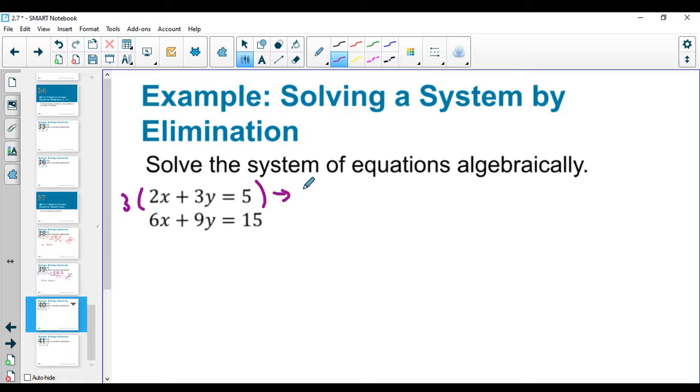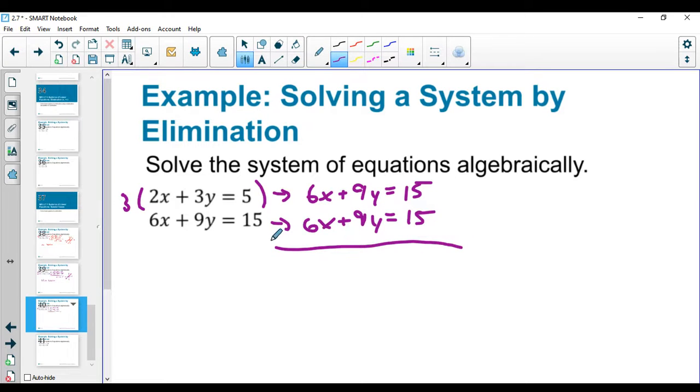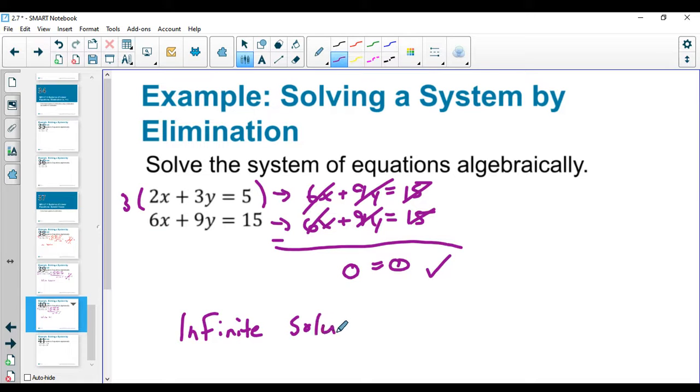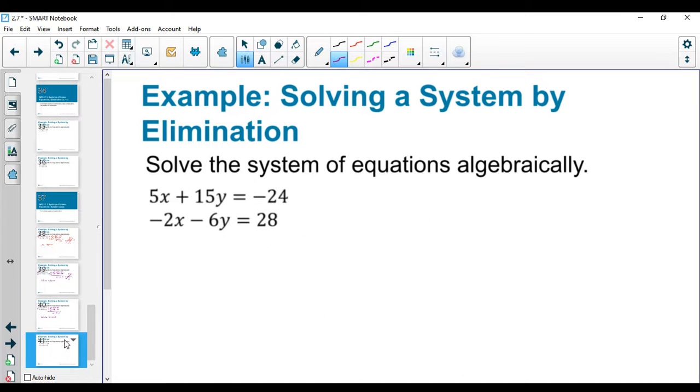Okay, so if I multiply by 3, 3 times 2x is 6x, 3 times 3y is 9y, and 3 times 5 is 15. All right, and I can rewrite this one: 6x plus 9y equals 15. And we're going to get a similar thing, right? If we subtract these, 6x minus 6x cancels, 9y minus 9y cancels, and 15 minus 15 cancels. And it's the same thing. There's an infinite amount of solutions. Not just any point, but an infinite amount of points satisfy that.